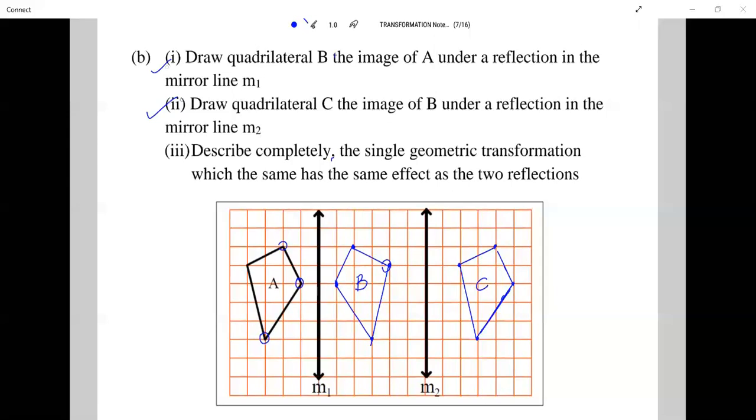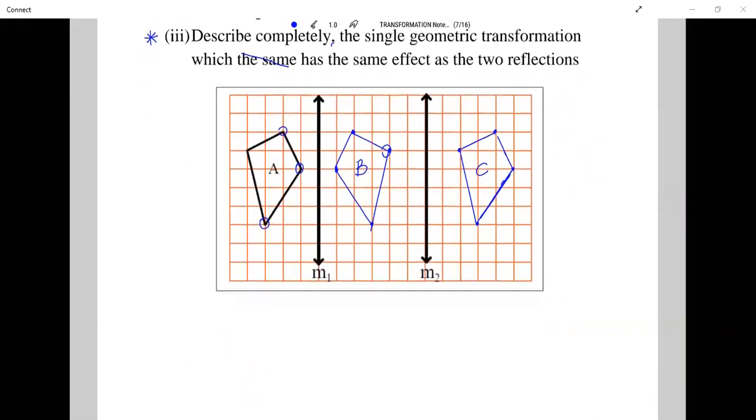And we've done this. Now we're at the third part here, which says, describe completely the single transformation which has the same effect as the two reflections. All right, so we're to describe completely the single geometric transformation which has the same effect as the two reflections. Earlier I told you something. I don't know how much you remember when I said it.